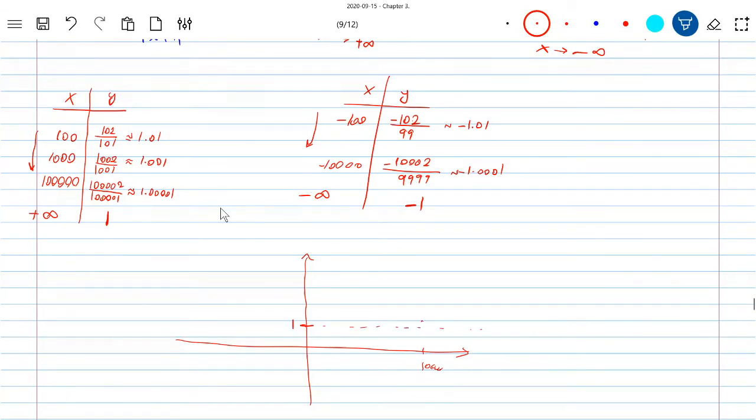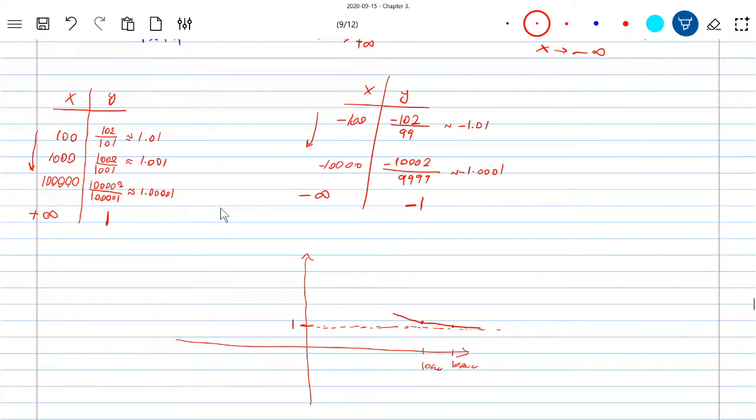It would be somewhere close. It would be somewhere here. If you go further, if you pick 1 million, what happens is you get closer and closer to that y value of 1. So this is what happens: as you get closer to the positive infinity for x value, the y value is approaching this dashed line.